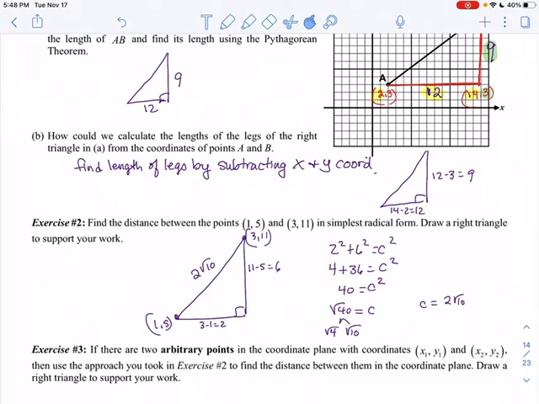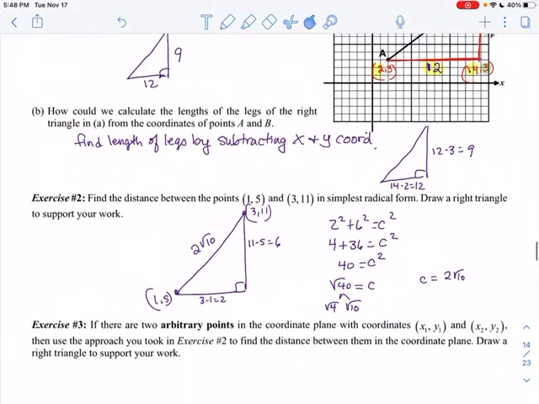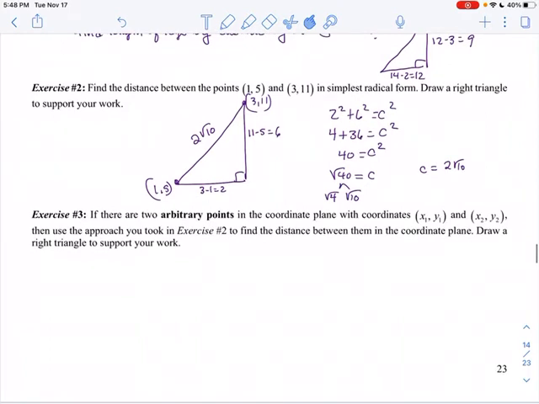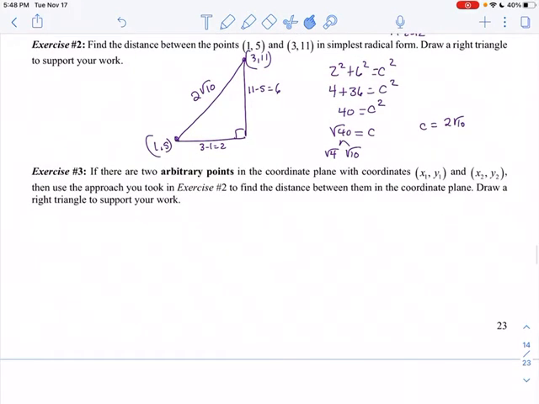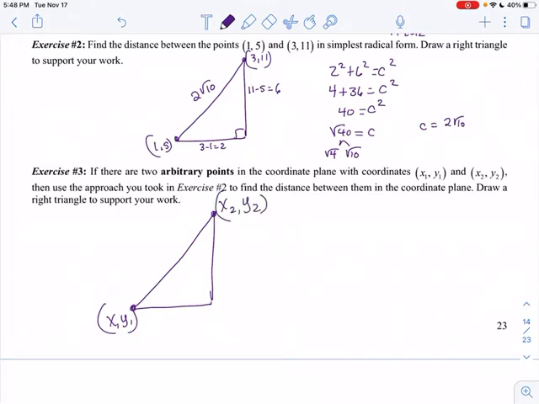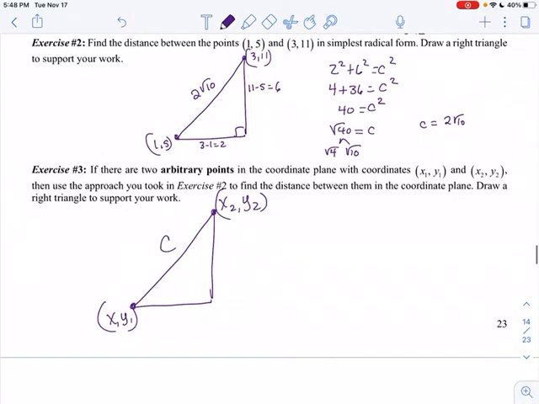Now, I don't want to have to go through this trouble all the time of drawing right triangles and using my Pythagorean theorem. So let me show you the distance formula, but first we're going to see where the distance formula comes from. The same exact thing: I have 2 points. One of the points is (x1, y1), and one of the points is (x2, y2). And I want to find the length of this line, the distance between those 2 points.